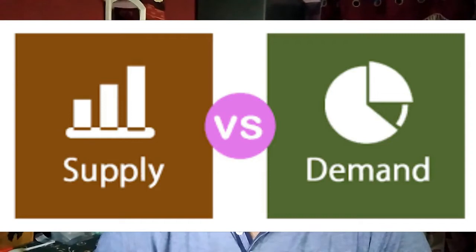Now we are discussing supply and demand in economics. What is supply and demand? The term supply refers to how much of a certain product, item, commodity or service suppliers are willing to make available at a particular price.